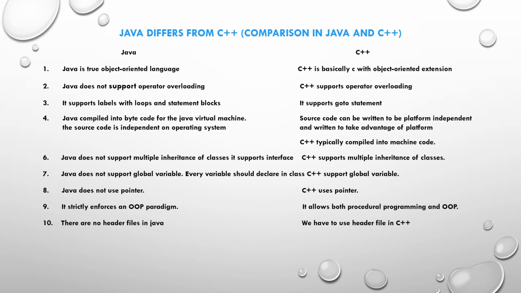The last difference is that in Java, there are no header files. But in C++, we have to use header files, like #include iostream.h, #include conio.h, #include stdlib.h, etc. So these are some of the differences between Java and also C++. That means how Java is different from C++.